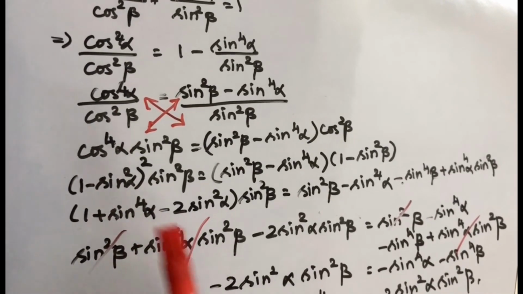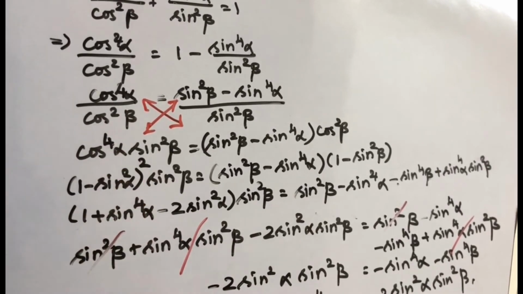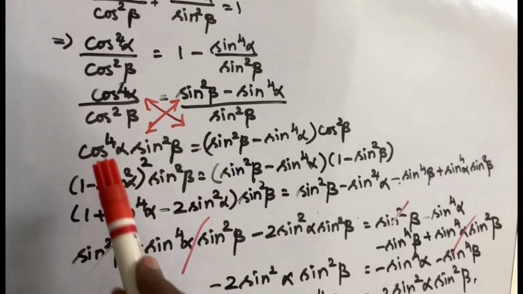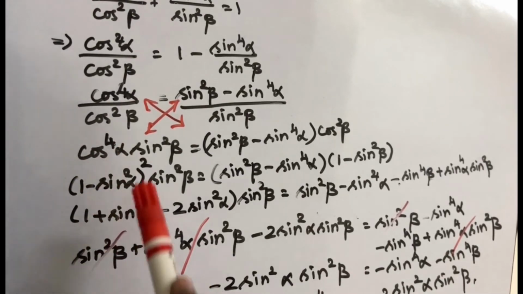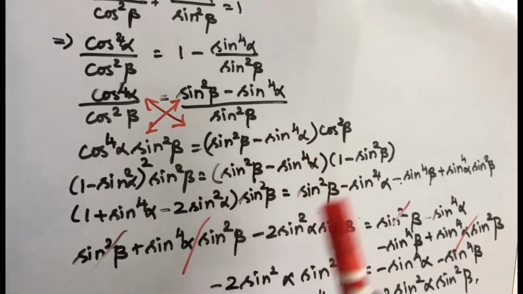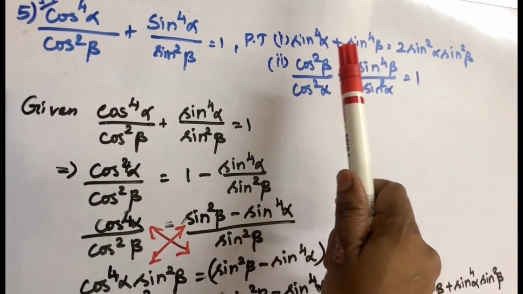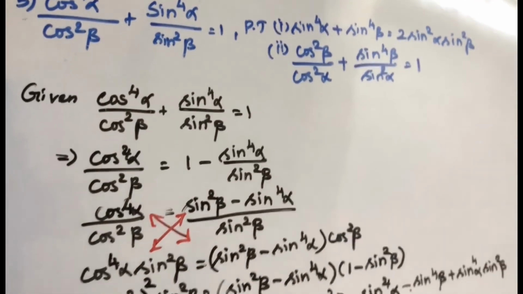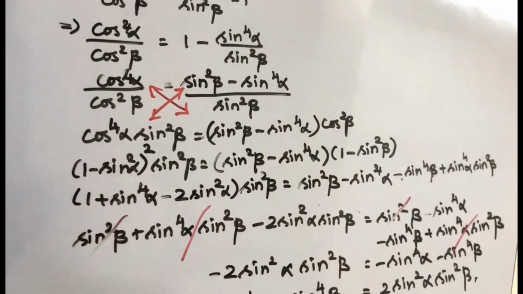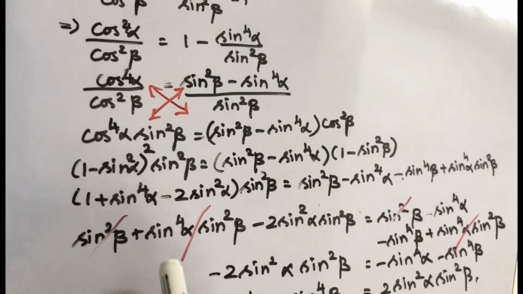I rewrite cos power 4 alpha as cos square alpha the whole square, that is 1 minus sin square alpha the whole square, into sin square beta, equal to sin square beta minus sin square alpha. Similarly, cos square beta is equal to 1 minus sin square beta. Because what we have to prove, in that identity only sin is there, no cos. So we are changing all the cosine into sine using this identity.